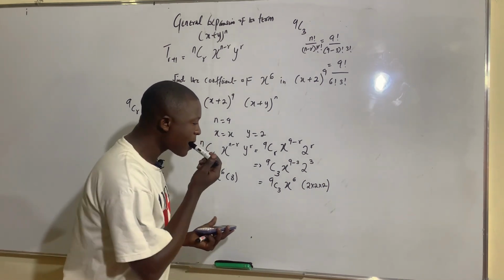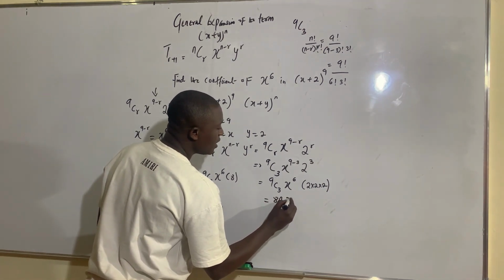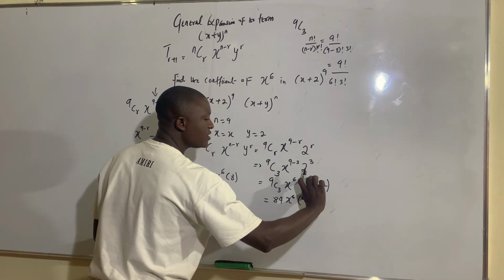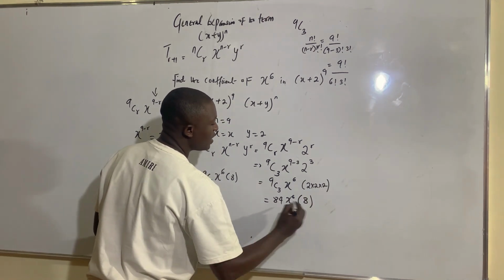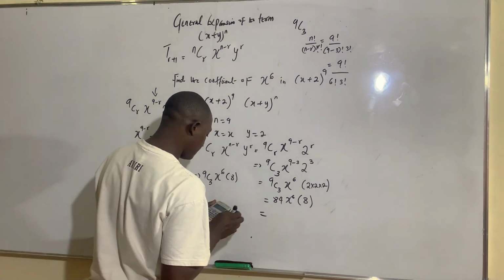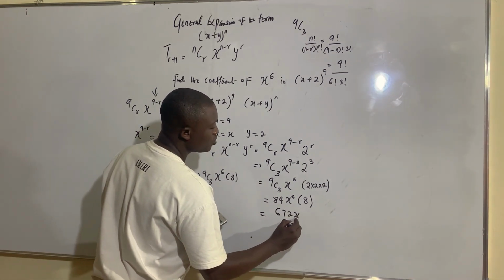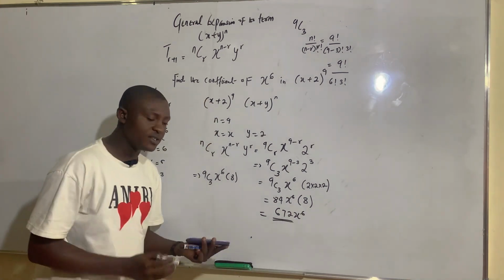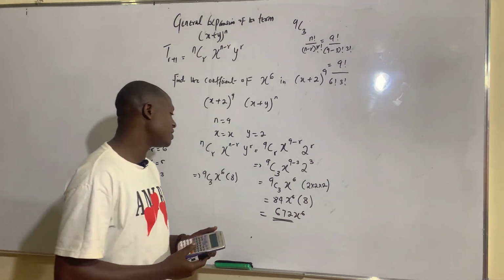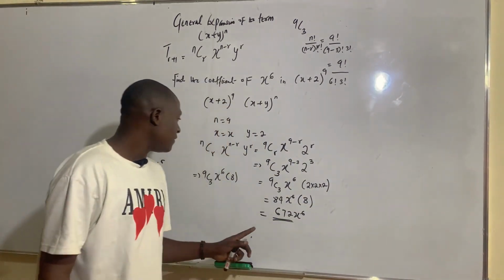So if you check your result, what we have here is 84, x6. I told you now 2 times 2, that one is 4. 4 times 2, that one is 8. So 84 times 8, we are going to have that one to be 672. 672, then x raised to the power of 6. So meaning the coefficient of x raised to the power of 6 in that expression is 672 of that particular value.